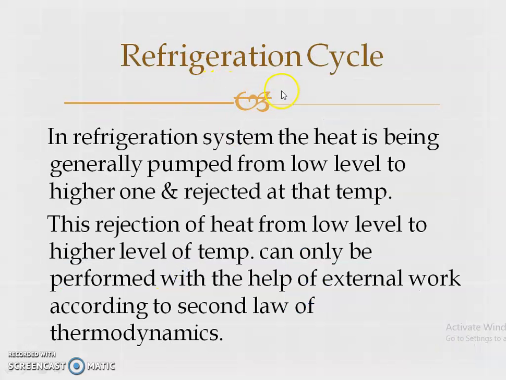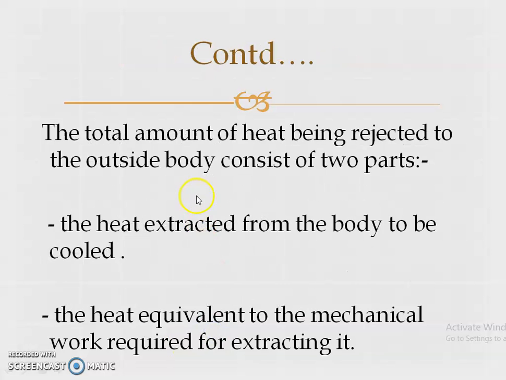Next we discuss the refrigeration cycles. The refrigeration cycles are the vapor compression cycle and the vapor absorption cycle. The rejection of heat from a lower level to a higher level temperature can only be performed with the help of external work, according to the second law of thermodynamics. The total amount of heat rejected to the outside body consists of two parts: the heat extracted from the body to be cooled, and the heat equivalent to the mechanical work required for extracting it.